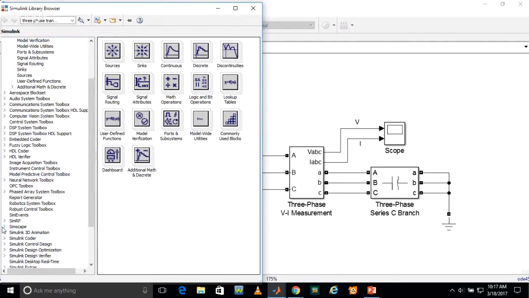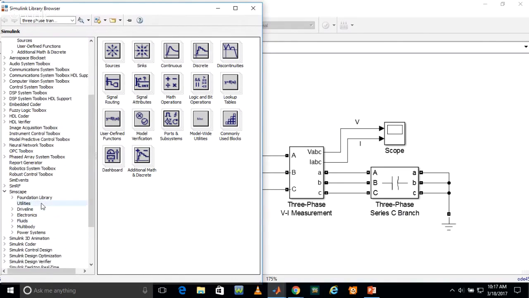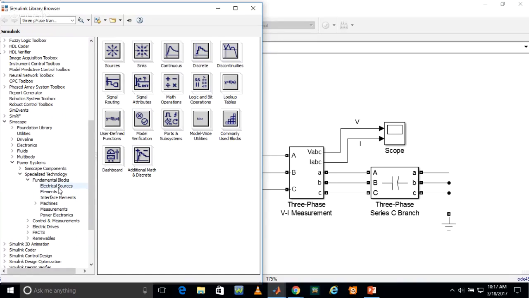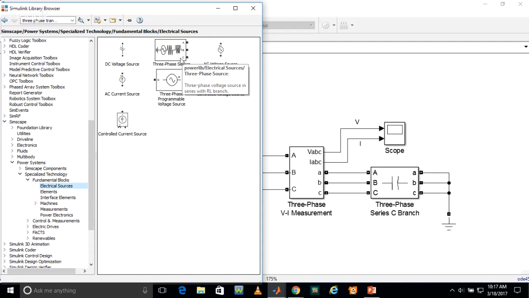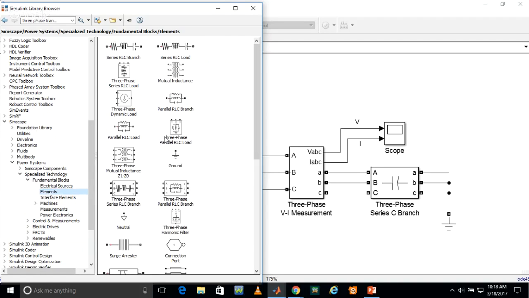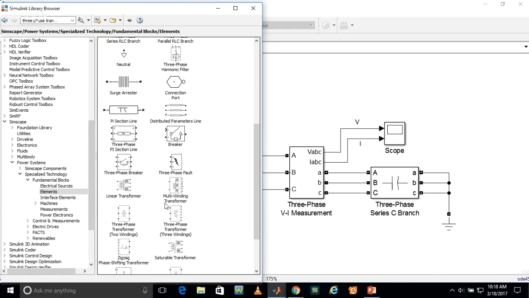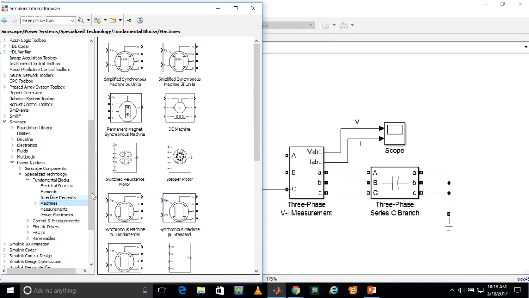In the system we have Simscape here. Coming to Simscape, we go for Power Systems, then Specialized Technologies, then Fundamental Blocks. In Fundamental Blocks there are electrical sources: a three-phase source and a DC voltage source. In Elements you can see the three-phase RLC branch, series RLC branch, parallel RLC branch, and the loads are also present in the same library. Similarly, the machines that we are going to connect in our system are present here.